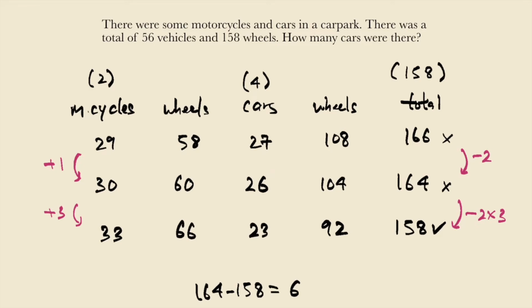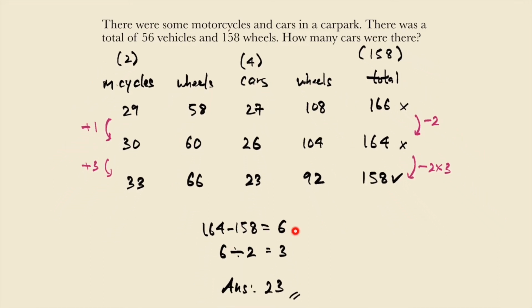Now we realize that the total has decreased by 2 when I increase motorcycles by 1. It's pretty close. Do it again, you get 162. Do it again, 160. Do it again, 158. So how many times do you have to do it again? That's 3 times. Or you can do this subtraction, go through this process, and you realize you have to do it 3 times, which means you have to increase 1 by 3 times. And therefore the number of cars is 23.